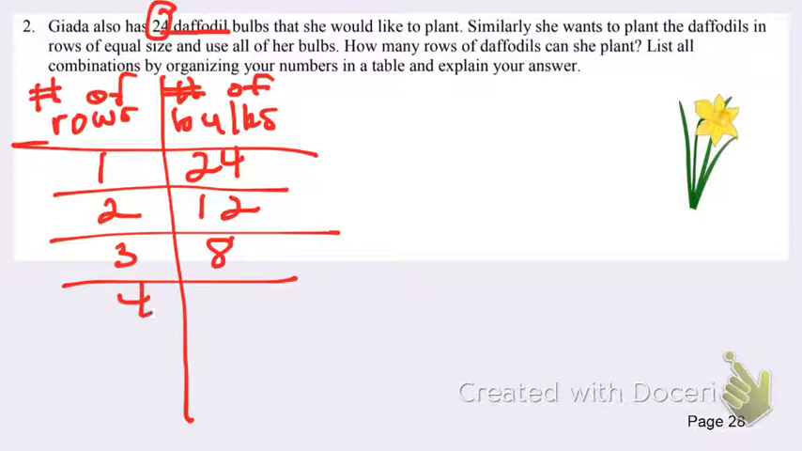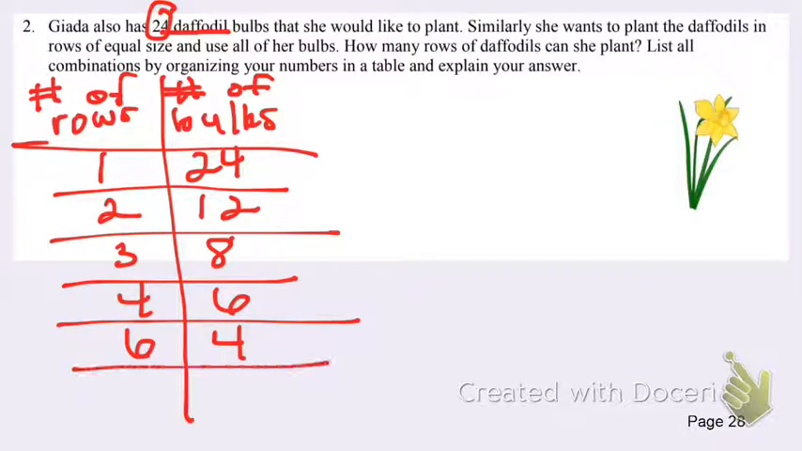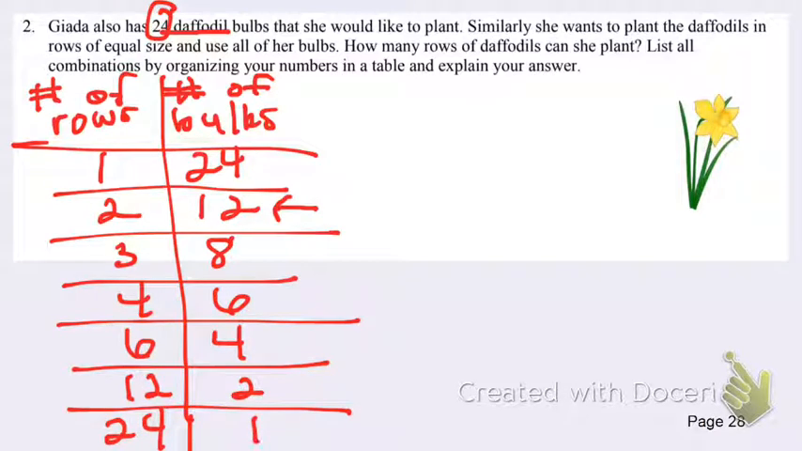4 multiplied by 6. 5 doesn't go into it. 6 multiplied by 4. 7 doesn't go into it. 8 doesn't go into 24 evenly. 9 doesn't go into 24 evenly. 10 doesn't go into 24 evenly. 12 does. We said right up here. So 12 multiplied by 2 gives us 24. And then, of course, our first one, 24 multiplied by 1.